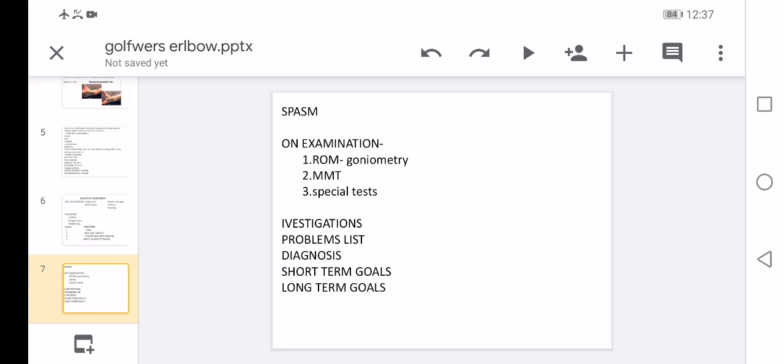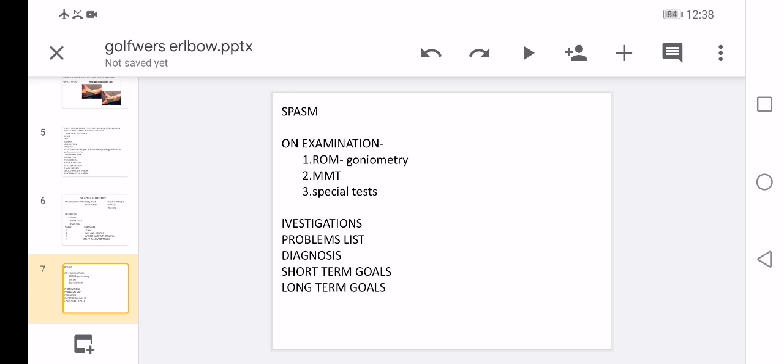On examination, we can go for range of motion, goniometry, like wrist flexion and extension, forearm supination and pronation, which are your proximal and distal range of motions. And you can go for MMT and special tests, like the golfer's elbow test. Next, you can go for investigations, X-ray and MRI, which can scan for any tear of the tendon.